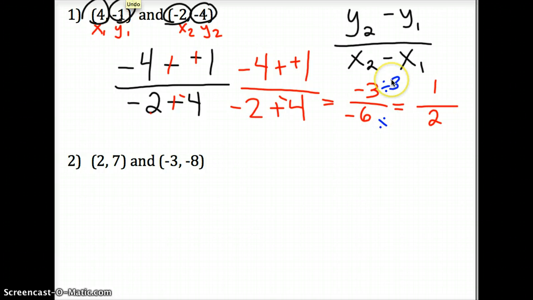And the number 3 goes into both top and bottom. So we get 1 over 2. Because 6 divided by 3 is 2, and 3 divided by 3 is 1. So 1/2 is your slope for question number 1.